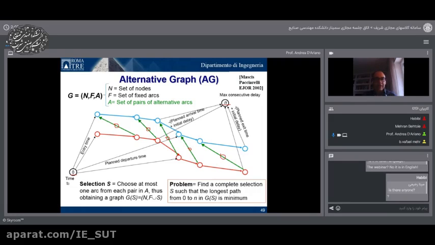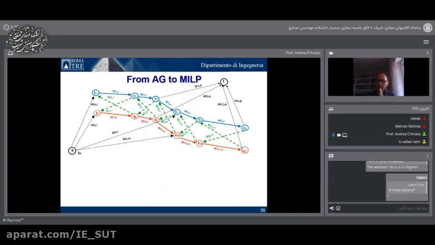I just recall here that we have a set of nodes, a set of fixed arcs, and a set of alternative arcs. Alternative arcs are the green ones, the fixed arcs are the black, blue, and red arcs, and the nodes are all the nodes that you see. Now the question is, can I move from an alternative graph representation of the problem to a linear program, to be more precise, a mixed integer linear program that I can give to a commercial solver to solve the problem?